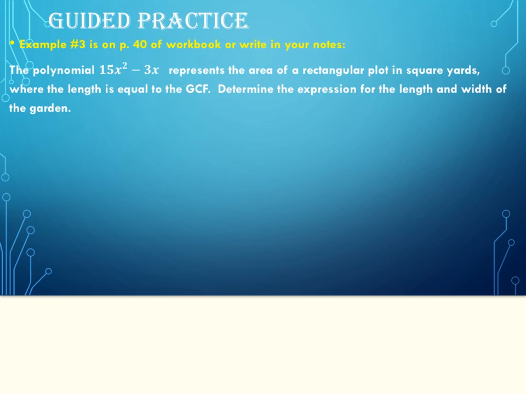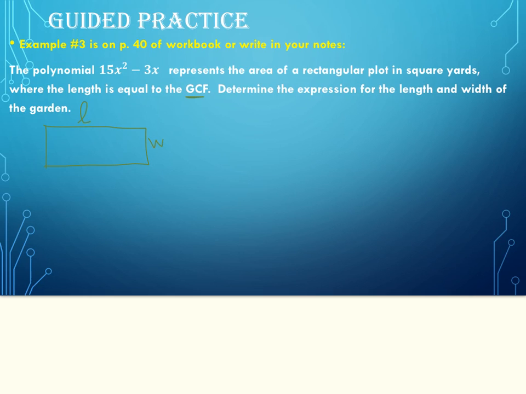Okay. Now we're going to switch. It's the same type of thing, but now we're switching to more words to confuse you, of course. The polynomial 15x squared minus 3x represents the area of a rectangular plot. So there's our rectangular plot. The length is equal to the greatest common factor. Determine the expression for the length and width of the garden. So apparently this is a garden.